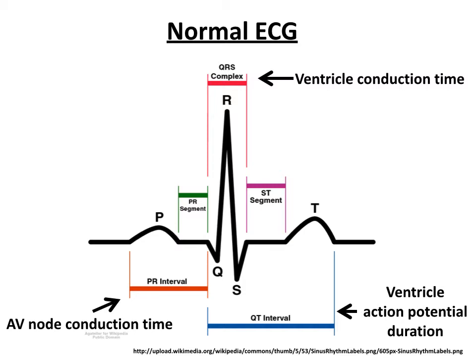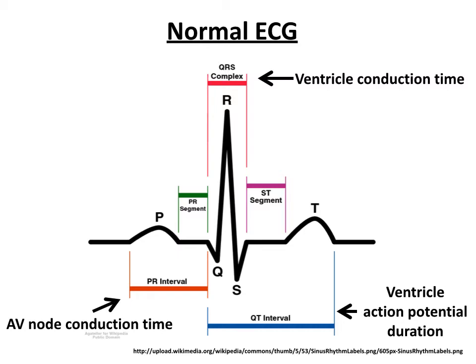So we've got the AV node conduction time, so that signal again slows down at the AV node. That's the PR interval. Another important thing is the ventricle conduction time, so that ventricle action potential. That's the QRS complex. And then we have this QT interval. That's the whole thing, right? That's the action potential that you've got going on, plus the repolarization.